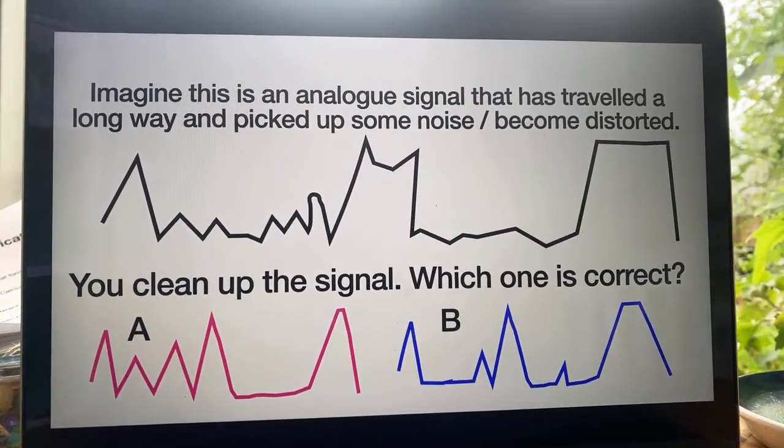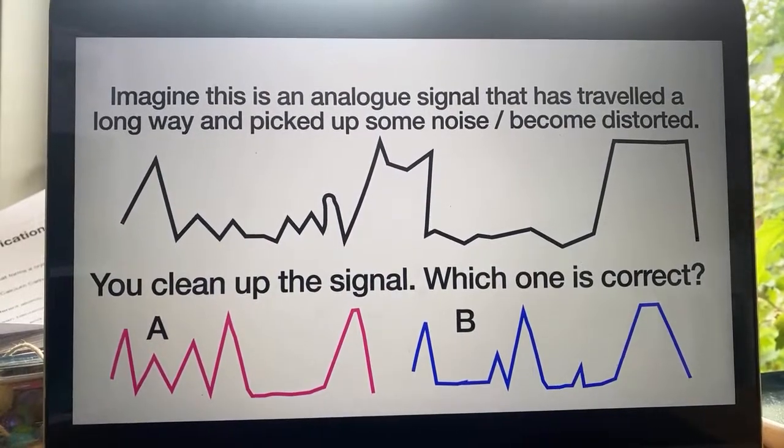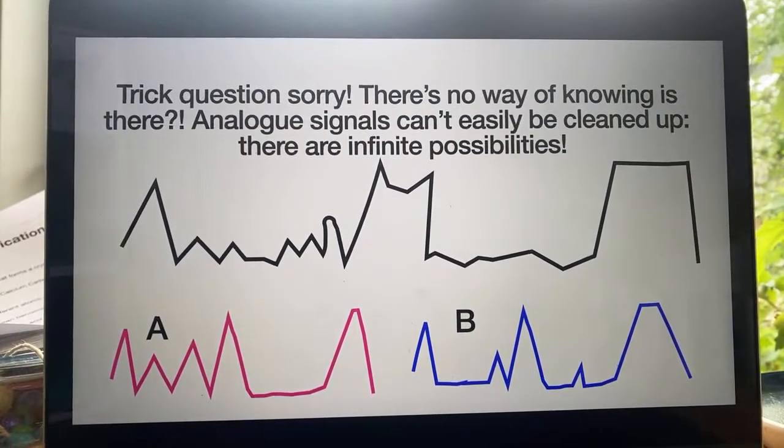Five, 4, 3, 2, 1. Oh, it's a trick question. Sorry, there's absolutely no way of knowing, is there? Because analog signals cannot be easily cleaned up, because there are infinite possibilities.